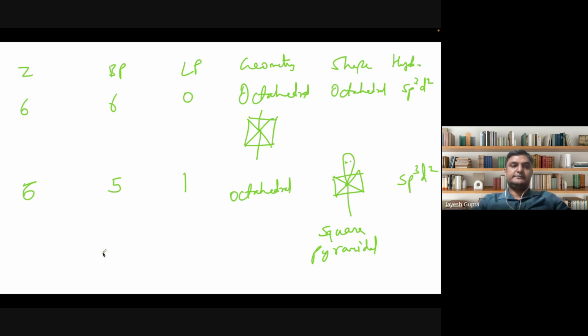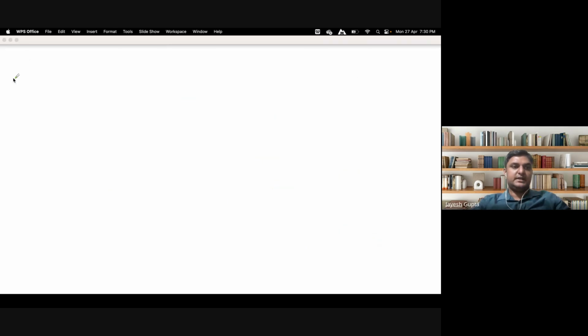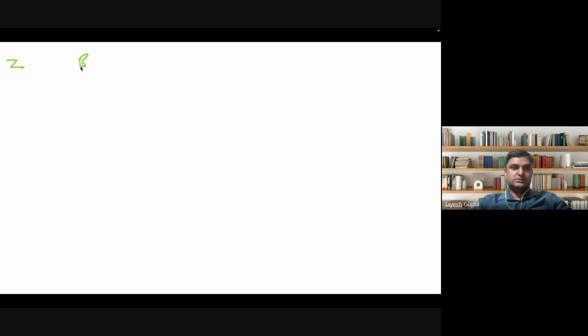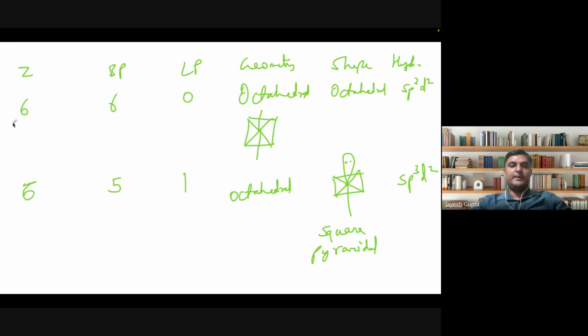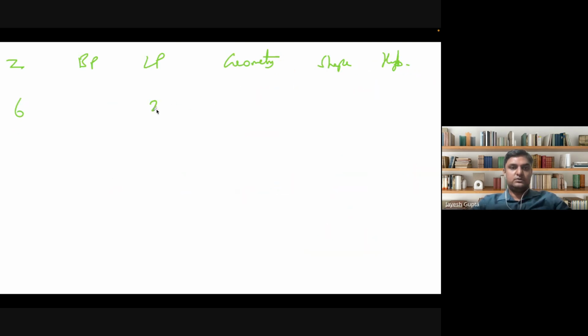Now next we can take, again, Z, bond pair, lone pair, geometry, shape, hybridization. So Z you can take again 6. Lone pair previously was 1, so here 2. Bond pair will be 4. So geometry will be again octahedral.